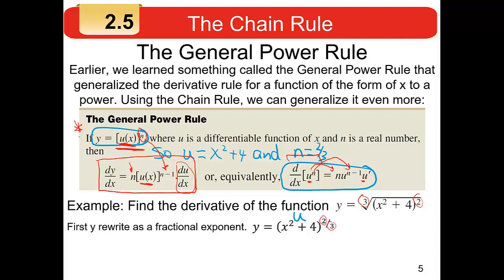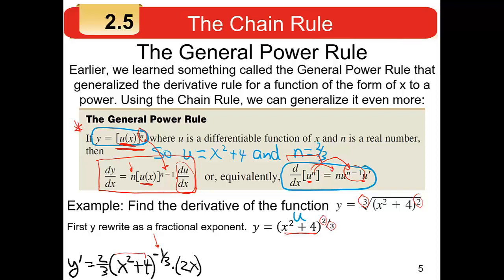The formula says you take the n, which is 2/3, and multiply it by the u, which is the x squared plus 4, except you raise it to the 1 less power. So you've got to take 2/3 and subtract 1. Well, 2/3 minus 1, which is 2/3 minus 3/3, is negative 1/3. So the power goes down by 1.